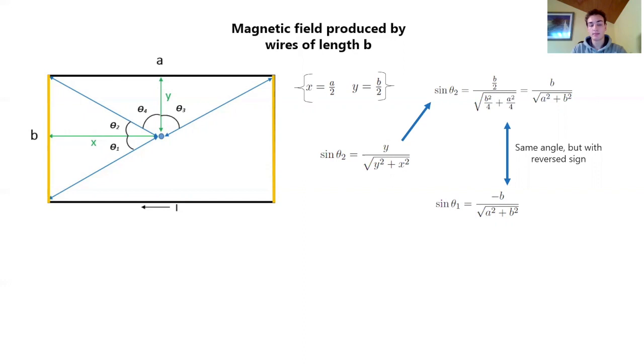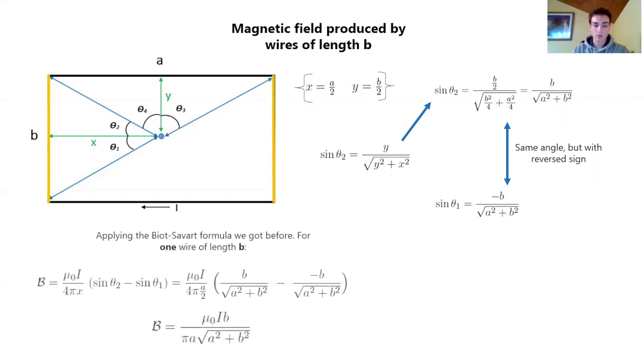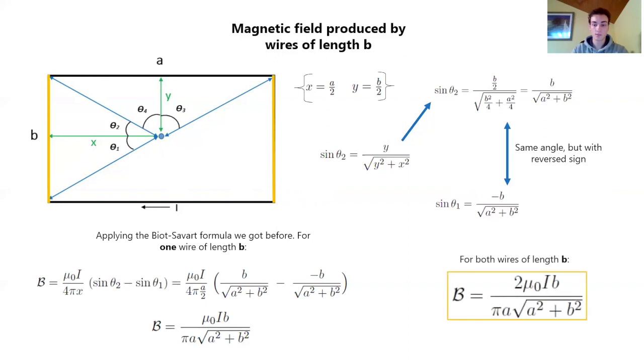Every angle that opens up above x is positive, and on the contrary, it's negative. Okay, so if we apply Biot-Savart's law, we'll obtain the result, but we must remember to double it because we want the magnetic field created by both of the wires.